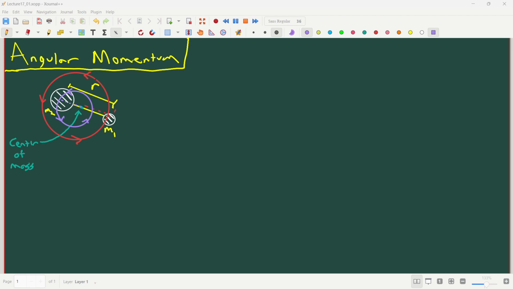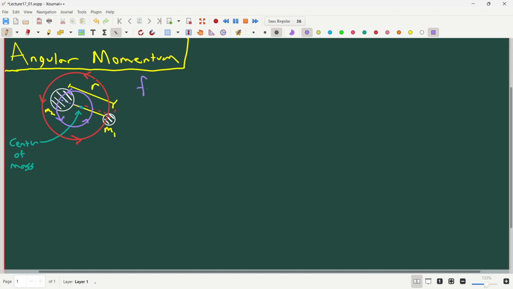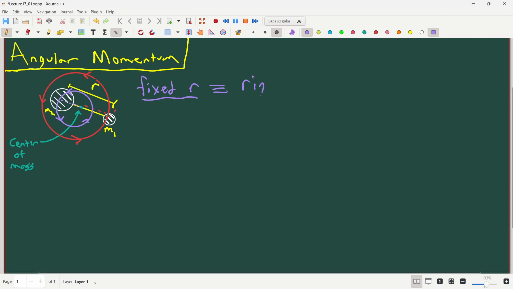Right? So here's my magical rotator. The idea is we have two objects with masses m1 and m2, and we fix the distance between them. Right, we're fixing r. r is fixed, and we give this a name. Something that rotates with a fixed distance is what we call a rigid rotor.